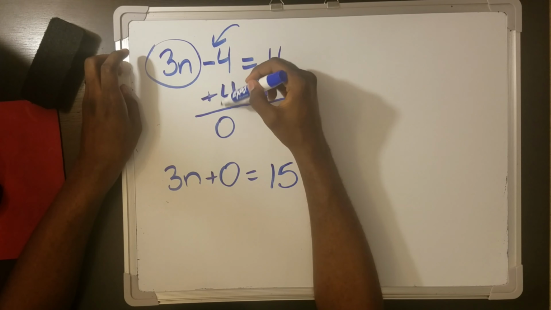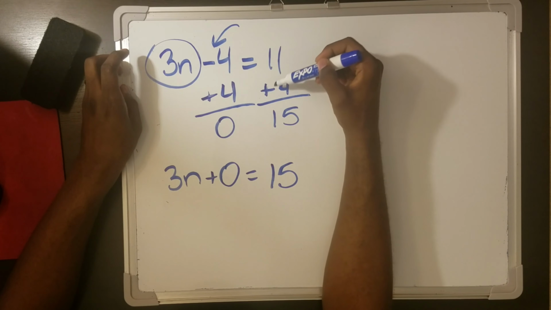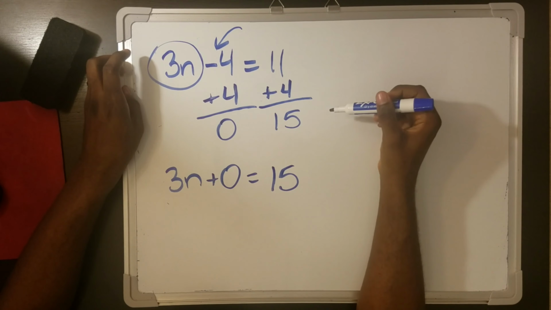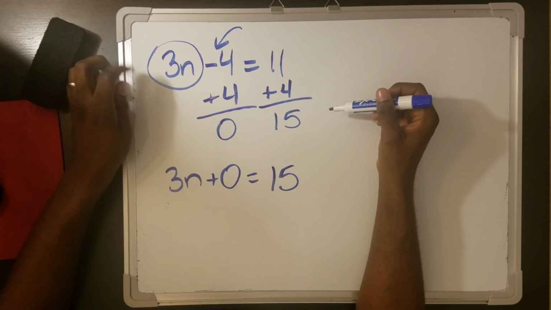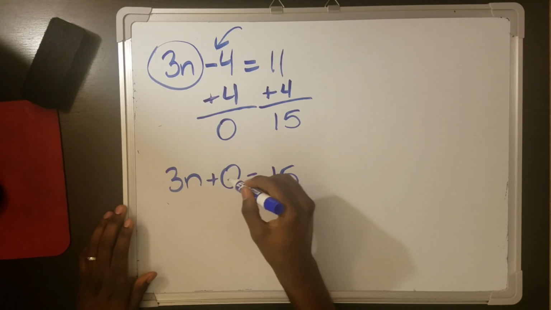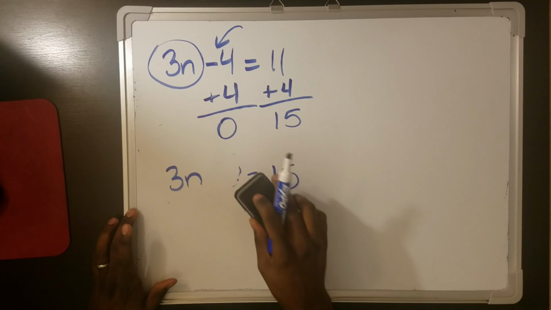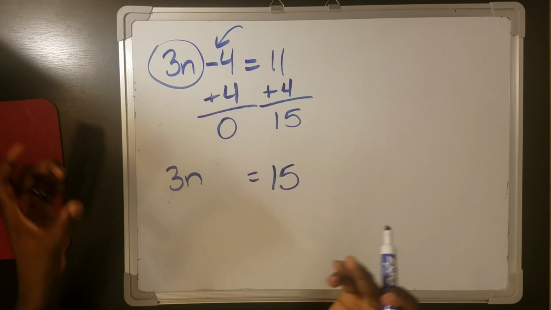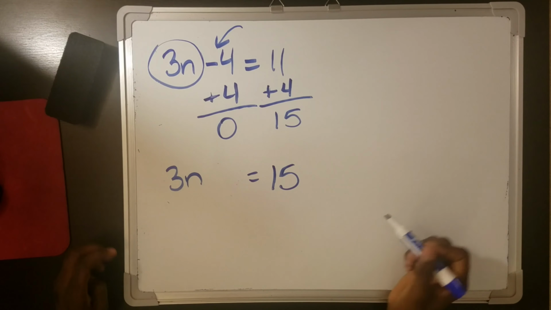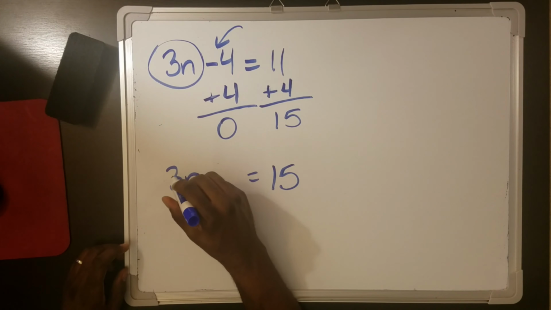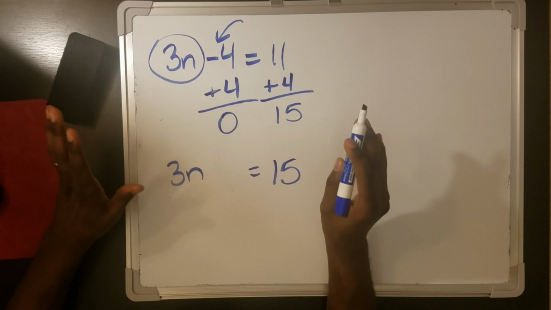Negative 4 plus 4 gives us 0. 11 plus 4 gives us 15. This is how we get our new equation. All right? And 3n plus 0 is just 3n. So we can just write it as 3n equals 15. Unlike before where there was the division happening, we have multiplication happening.